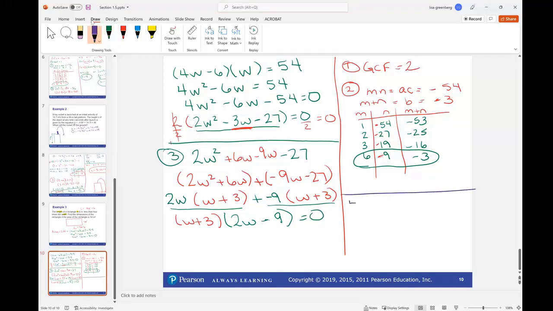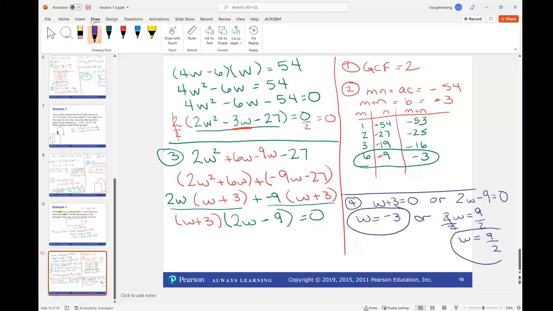So this will be step 4. I know that either w plus 3 equals 0 or 2w minus 9 equals 0. Subtract 3 from both sides, I get w equals -3. Or I add 9 to both sides. I'll do it in 2 steps. And then I divide both sides by 2. So here I get w equals 9/2. Okay, good. So I now have 2 solutions for w.